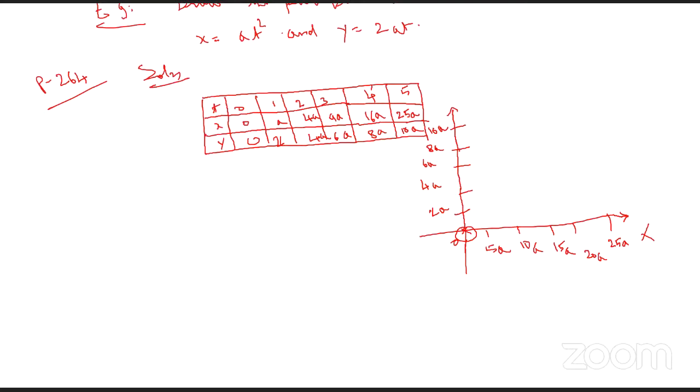This is 2A. This is A, comma 2A. So A is the starting point, and 2A is this point. Next, 4A, comma 4A.